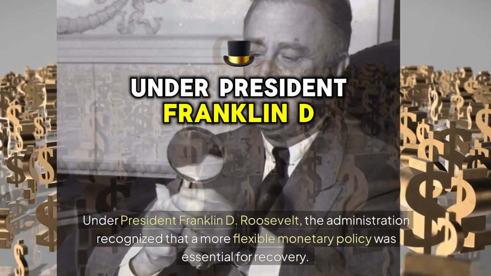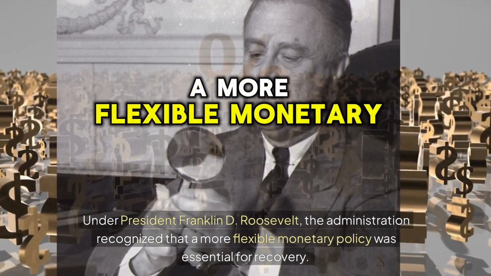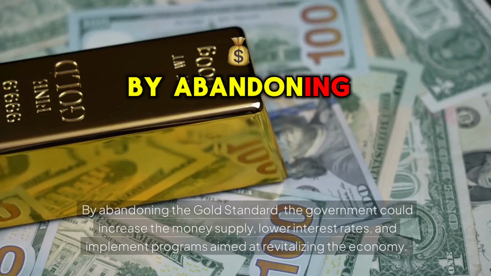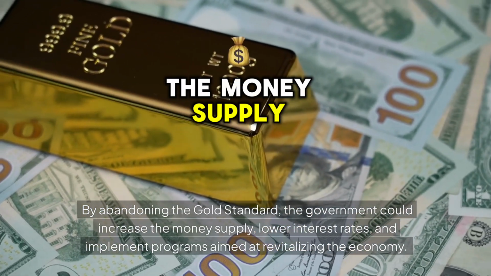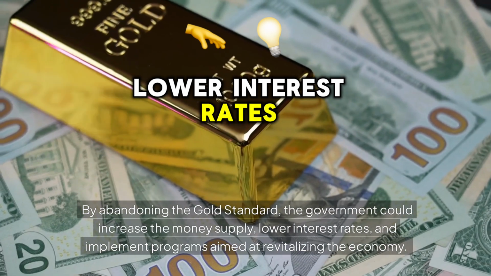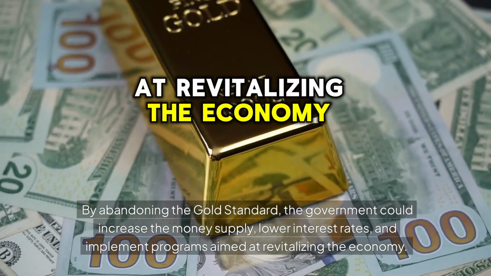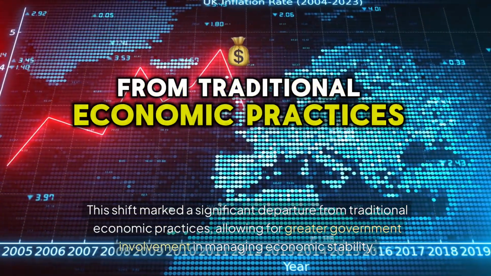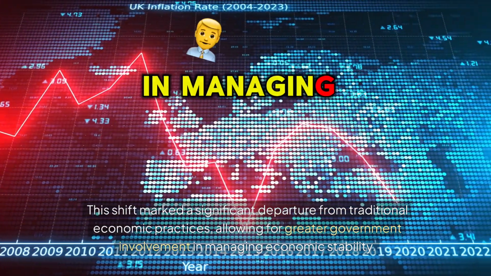Under President Franklin D. Roosevelt, the administration recognized that a more flexible monetary policy was essential for recovery. By abandoning the gold standard, the government could increase the money supply, lower interest rates, and implement programs aimed at revitalizing the economy. This shift marked a significant departure from traditional economic practices, allowing for greater government involvement in managing economic stability.